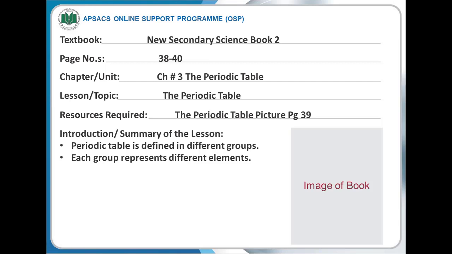Summary of the lesson: do you know what the periodic table is? Basically, the periodic table was started in 1869 by a Russian scientist named Mendeleev, and he arranged all the chemical elements according to their atomic mass number. So we are going to study what the periodic table is, and how it is divided into different groups. Each group represents different elements, and what are those elements? Let's start.